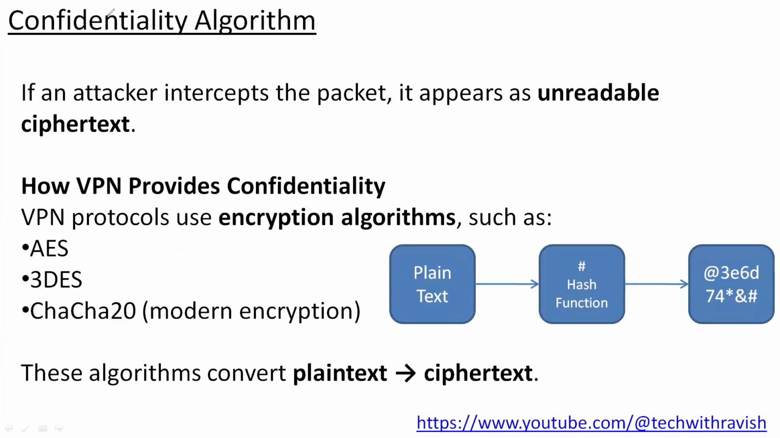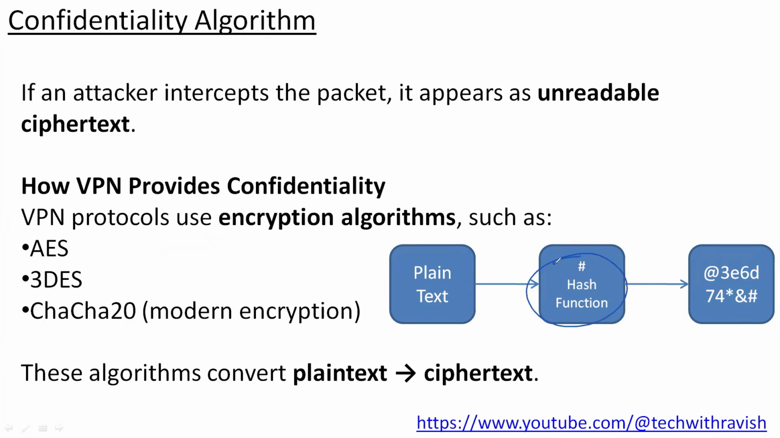Now, there are lots of algorithms in confidentiality. Basically, we have three algorithms over here that encrypt your text: the AES algorithm, 3DES, and ChaCha20. This is the modern encryption. So these three methods are used.